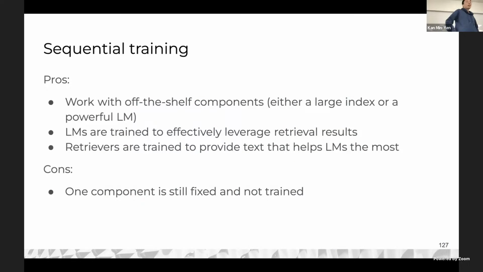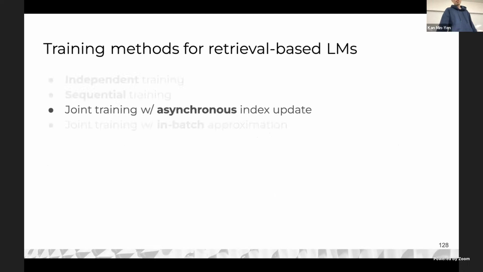So the pros: it works with off-the-shelf components, and in either case, LLMs can be trained to effectively leverage the results from the retrievers, or in the other direction, the retrievers can be trained to provide relevant text to help the LLM. However, since both components are not jointly trained together, you are still missing the other direction. So this motivates the next part: why not just jointly train the two components together?